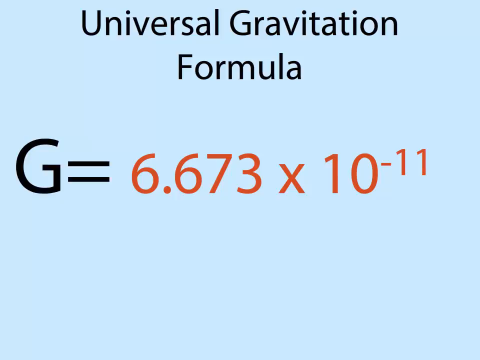The constant in this formula is the universal gravitational constant, which is represented by the capital letter G, and that always equals 6.673 times 10 to the negative 11th, which means it's an extremely tiny number, many decimal places out.